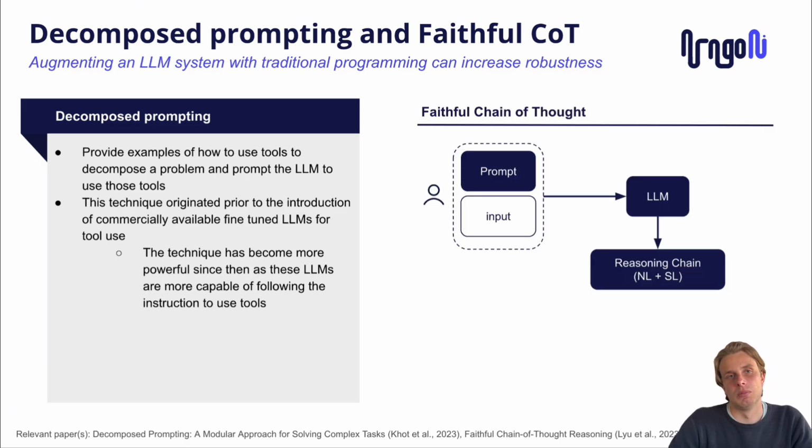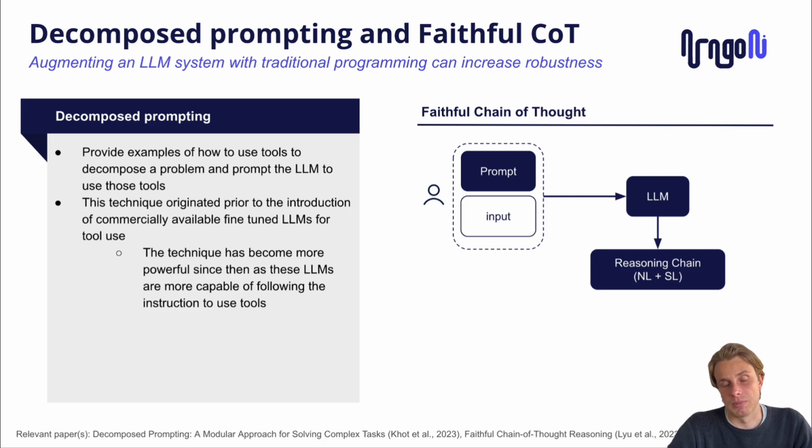Faithful chain of thought starts off the same as other chain of thought examples. So we have our prompt and our input, we go to the large language model, and we generate a chain of thought. But now we generate what we call a reasoning chain. It's a combination of natural language and symbolic language, and is defined in a way so that it can be provided to a deterministic solver to evaluate this reasoning chain. The idea being that if we are using a deterministic solver, it must be the case that the reasoning chain is valid for the output to come out.